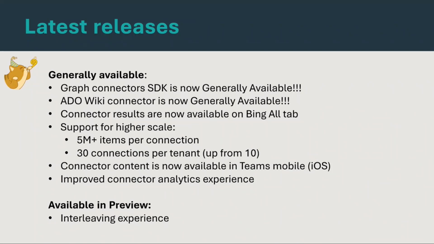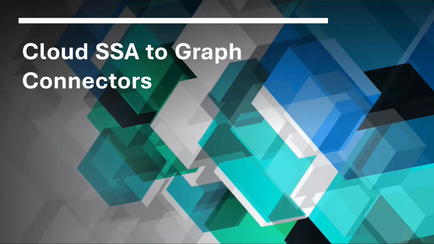It's available for everyone and you can use it. The interleaving experience, which essentially, when you search, brings in the content and interleaves it according to relevance between your first party Microsoft results and your third party connector results together in search in the Alt Tab. That's called interleaving and it's currently in preview. So if any of you is interested in previewing it and trying it out, please do reach out to us.